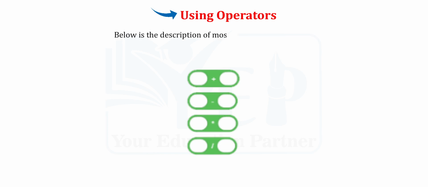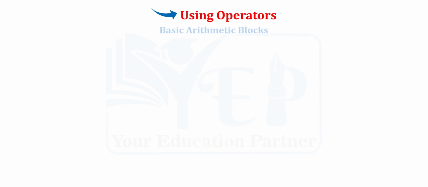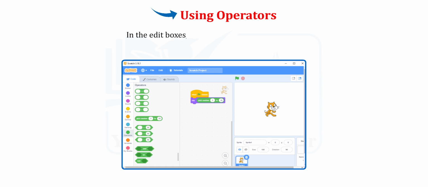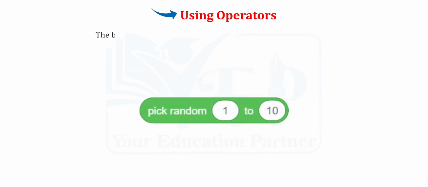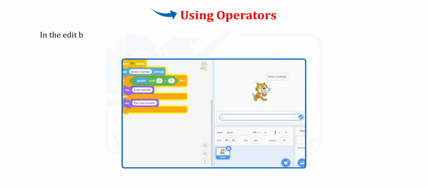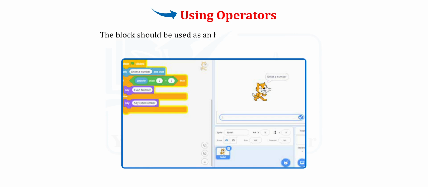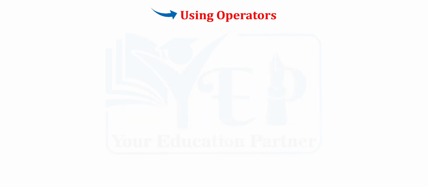Below is the description of most blocks in this category. Basic arithmetic blocks: addition, subtraction, multiplication, division. In the edit boxes, arguments should be provided. The above script makes use of the mod operator that will return the remainder of 2 values. The block will generate random values within the specified range. In the edit box, we should specify the lower and upper range of the random number to be picked. The block should be used as a helping block for another block.